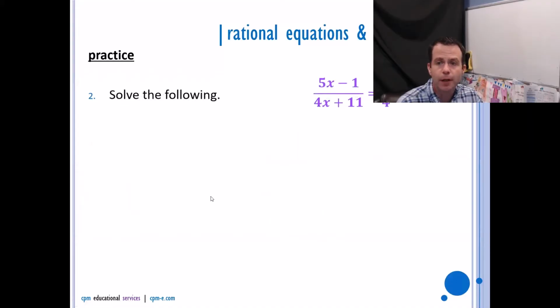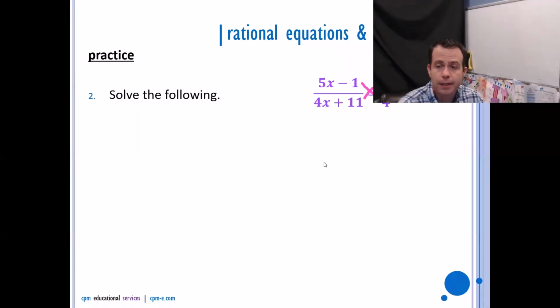Okay, solve the following. Now, on this one, I actually have a proportion. I have a fraction equals a fraction. When I have a fraction equals a fraction, another thing I can do is just cross multiply. So I could multiply those two together and those two together. Essentially, that's just me getting rid of the denominators, right? If I multiply both sides by 4, I'm getting rid of the division by 4. If I multiply both sides by 4x plus 11, I'm getting rid of the division by 4x plus 11.